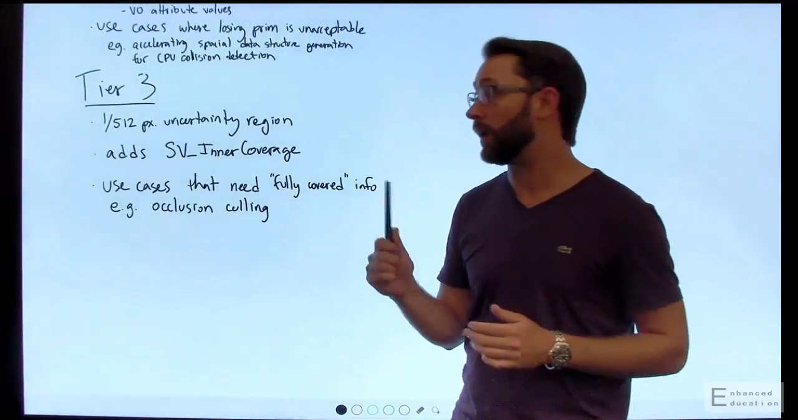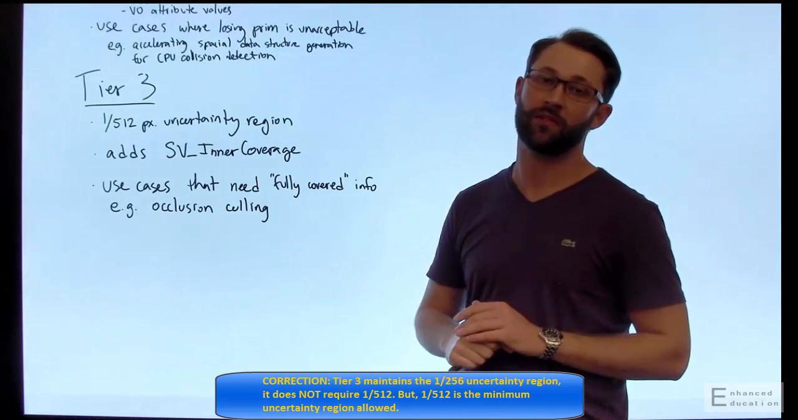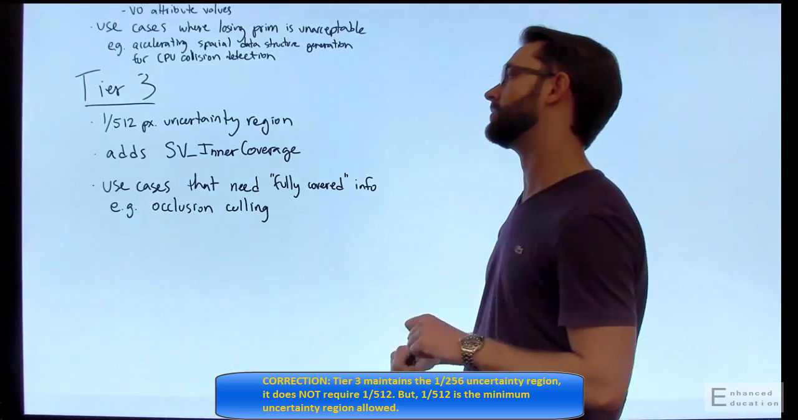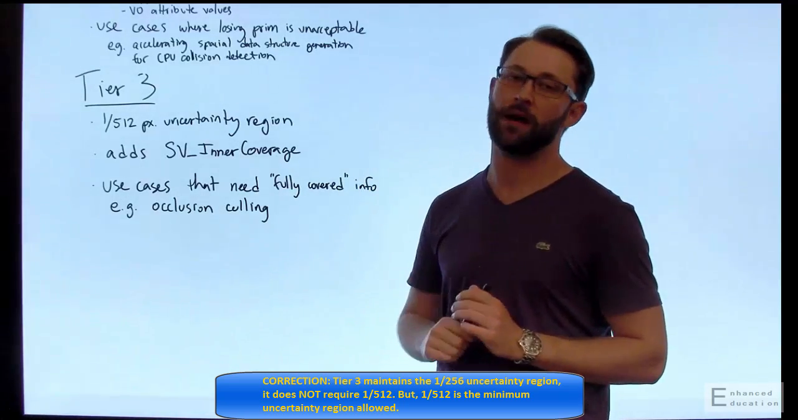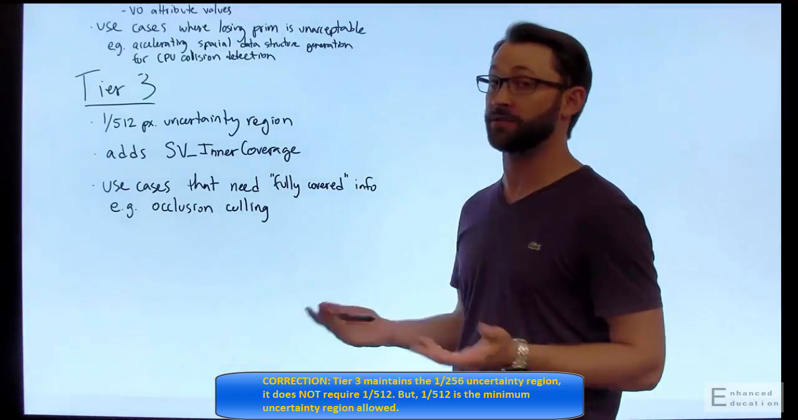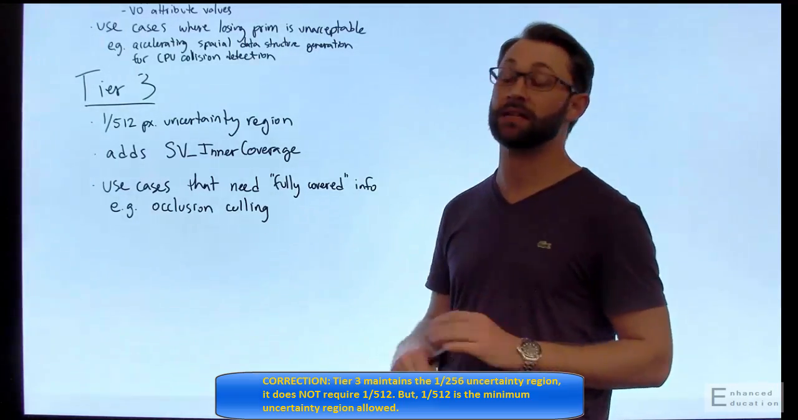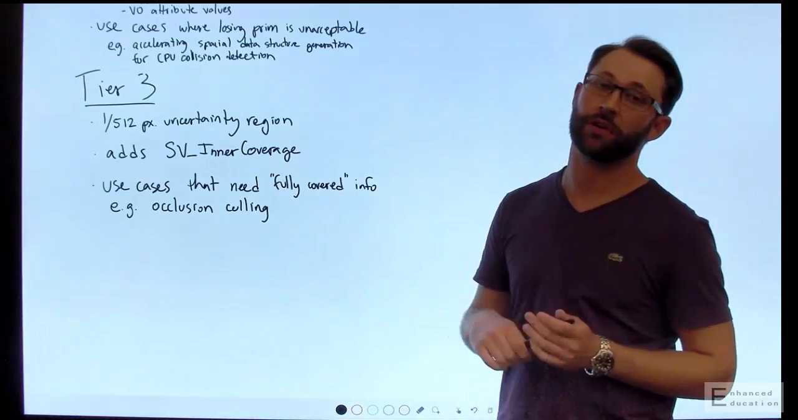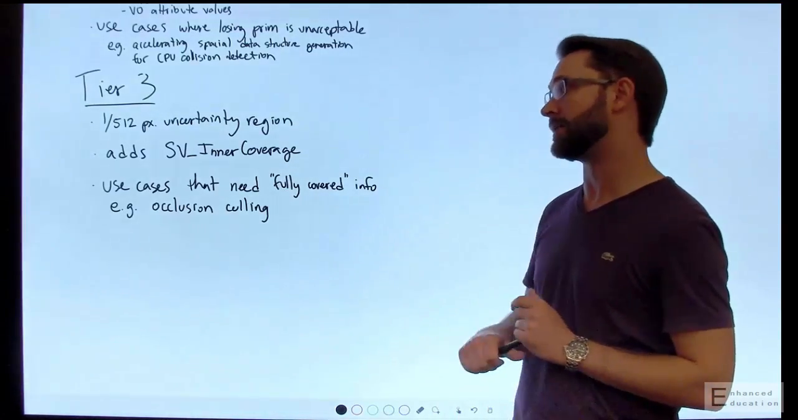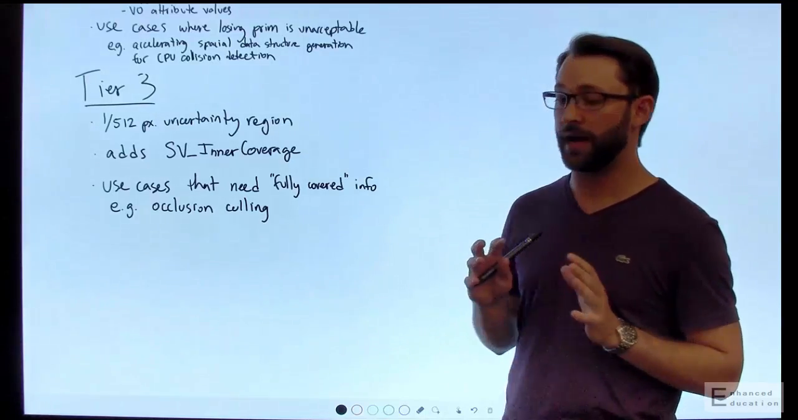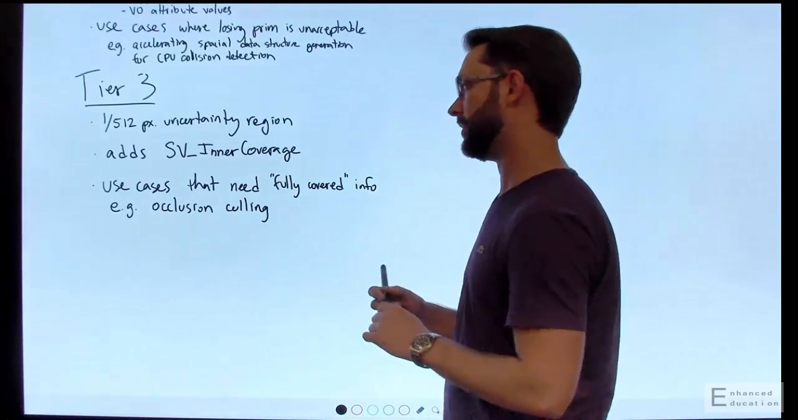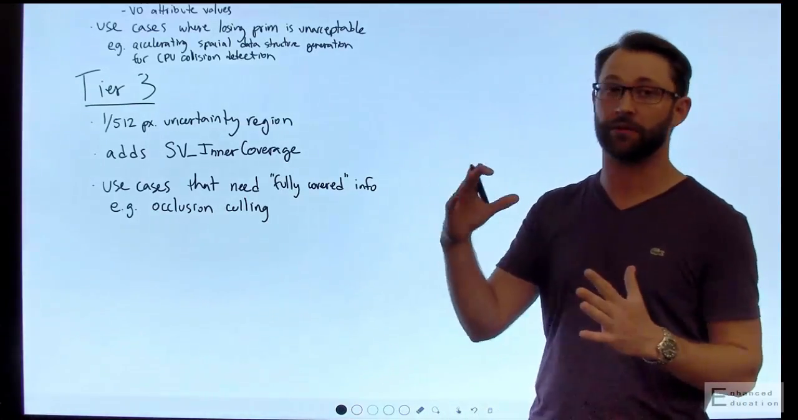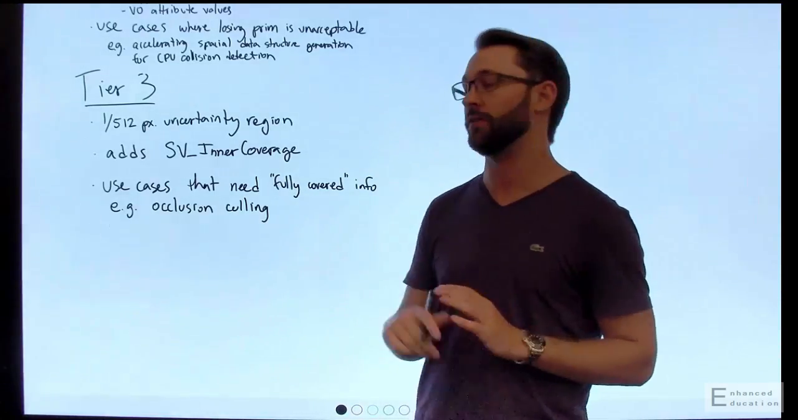Lastly, we have tier 3, where we've tightened the uncertainty region even more to 1/512th of a pixel, which is actually the mathematical minimum based on the 16.8 fixed point precision in the rasterizer. And so that gives you the least amount of false positives, and so you'll be rasterizing the least amount of pixels, and still being conservative. It also adds SV_InnerCoverage, which is a system-generated value in HLSL, or system value in HLSL, that will tell you whether a pixel is guaranteed to be fully covered. And so what that says is conservatively, for any snapping error that could happen in the rasterizer, this pixel will be fully covered. There'll be no partial coverage that you have to worry about.